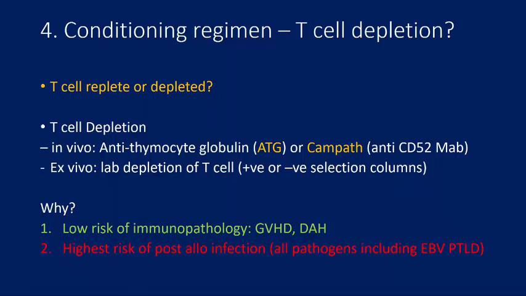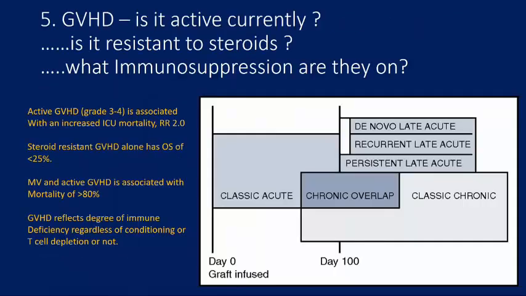GVHD is the fifth question, really. Does the patient have active GVHD? Is it resistant to steroids? And what immunosuppressive are they on? That's because active GVHD is consistently shown to be prognostic in patients admitted to intensive care units. Patients with active GVHD who require mechanical ventilation unfortunately have a mortality in excess of 80%.